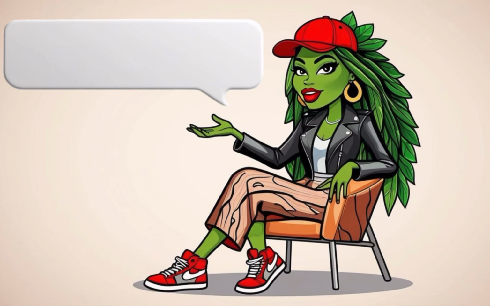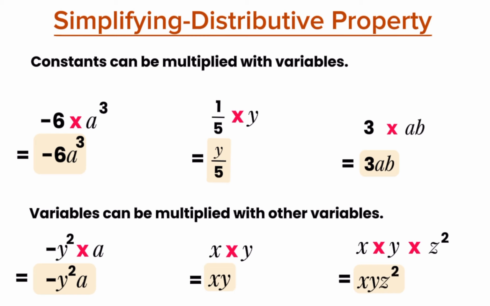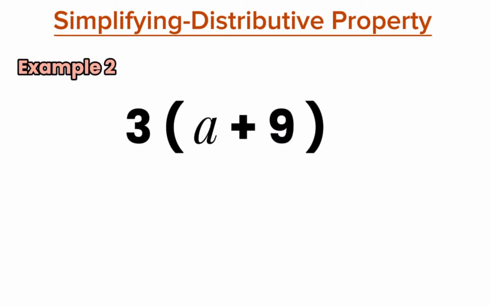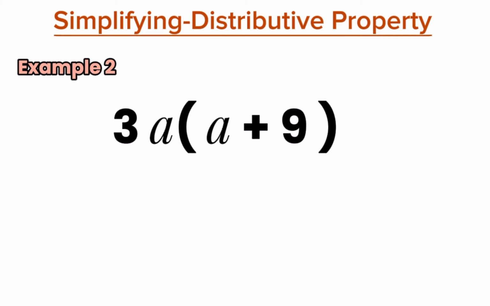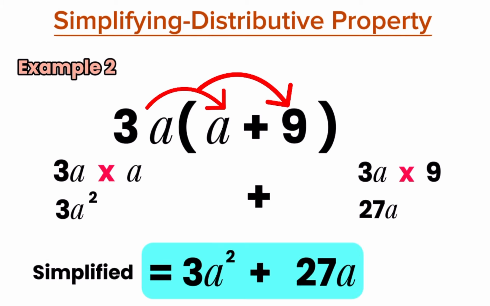Now understand this. Like terms do not matter with multiplication. Constants can be multiplied with variables, and variables of different letters can be multiplied with each other. Now I'll change the outside value of 3 into 3a to get this expression of 3a times (a plus 9). All that's done is the same thing. Share 3a with the values inside the brackets. So that's 3a times a, which is 3a squared, plus 3a times 9, which is 27a. So the expression simplified is 3a squared plus 27a.